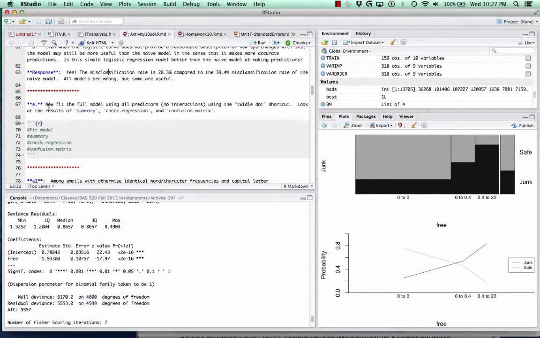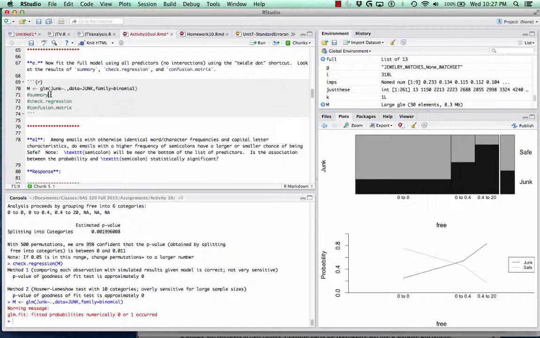All right, Part E asks us to fit a more involved model, fitting the full model using all predictors with no interactions. So I'm going to use my GLM and predict junk with twiddle-dot from the junk data frame, and I have to turn on logistic regression by saying family equals binomial. And what we're going to do is look at the value of the summary. So we're going to look at the coefficients. We're going to see if the more detailed logistic regression model provides a reasonable description of how the probability changes. And then we'll look to see how well it's making predictions.